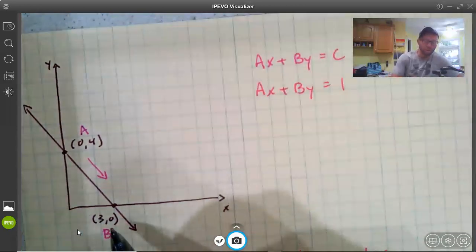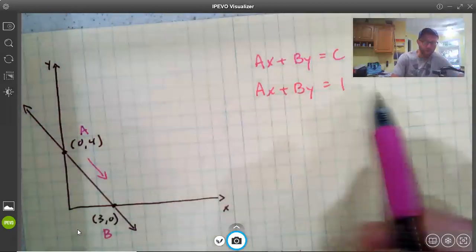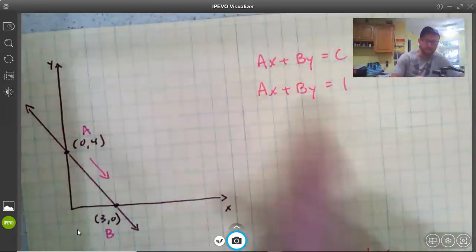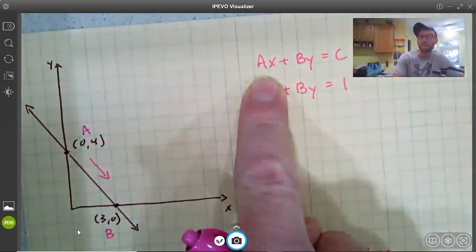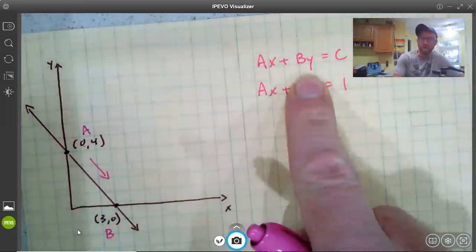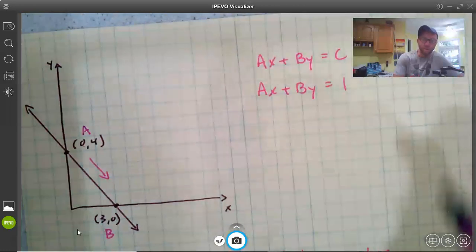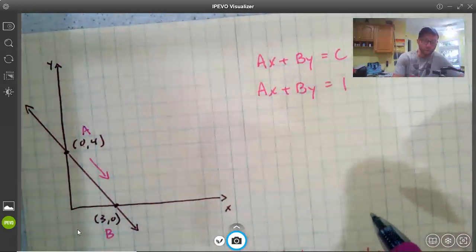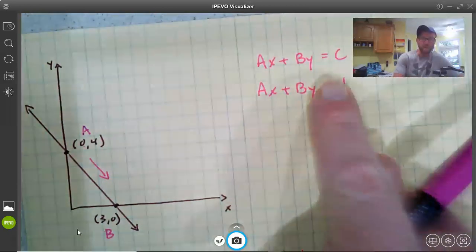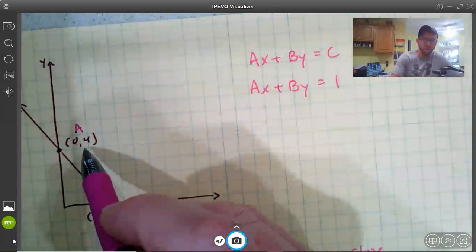Now if I knew the equation and was trying to find the intercepts, I would plug in a 0 for x, and that would eliminate the x term, and then I would solve for y. Or I would plug in a 0 for y, and that would eliminate the y term, and I would solve for x. So what we're going to do here is pretend as though we've already done that. So let's do this ordered pair here.